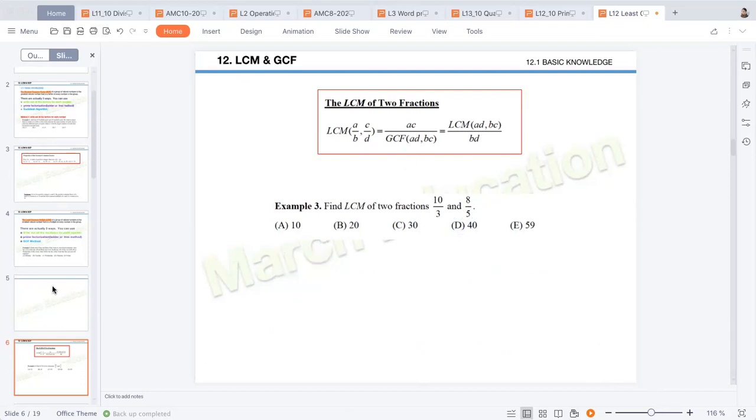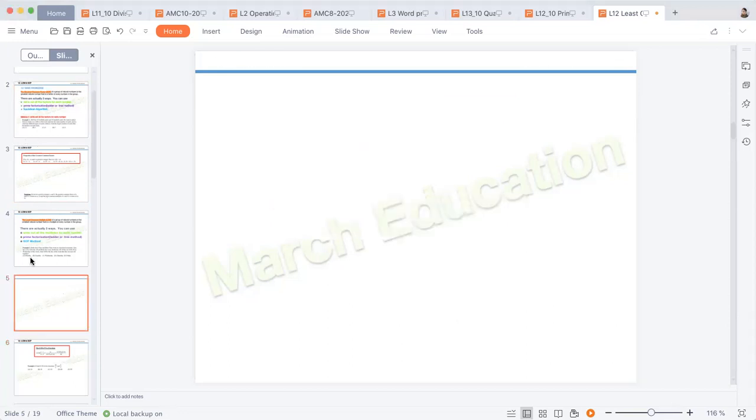Okay, I will give you two numbers to try. So please, firstly, write down this formula, and then I will give you two numbers to try. One is 1/3. The other is 1/2. Please find the least common multiple of these two numbers.